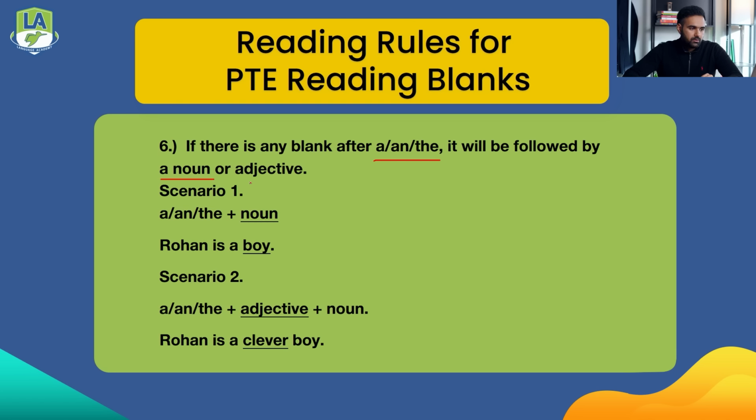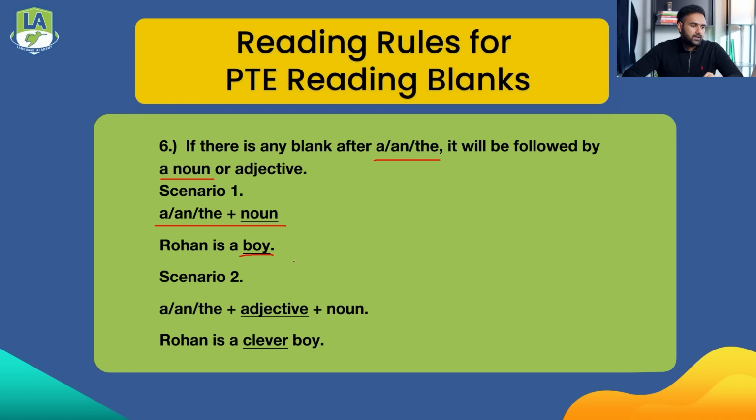If it's a noun and if it's with a or an, it will be a singular noun. With the, it can be singular and plural. For example, you'll always say a boy, an apple, but you can say the boy, the boys as well. So any blank after a and the: with a and an, it will be singular. With the, it can be singular or plural. Rohan is a boy.